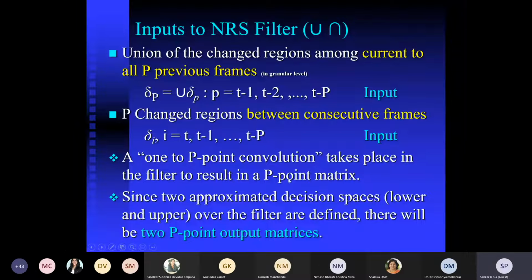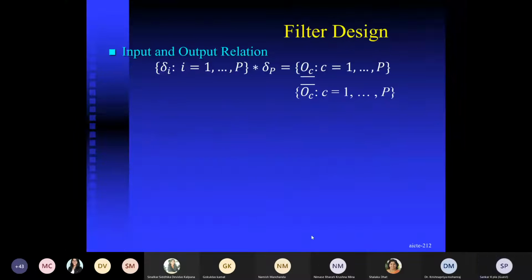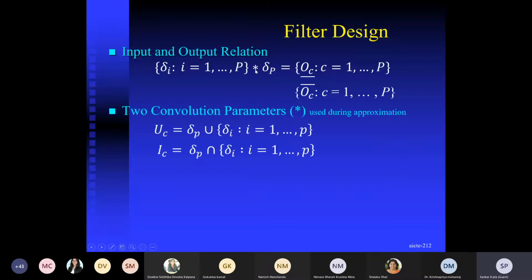But this P point matrix would have two parts, lower and upper. Since two approximate decision spaces over the filter are defined, there will be two P point output matrices. So this is the filter design. For the input output relation, delta I and the P matrices, I take the convolution, and it gives the lower approximation of the object model in previous frames and the upper approximation of the object model in previous frames.